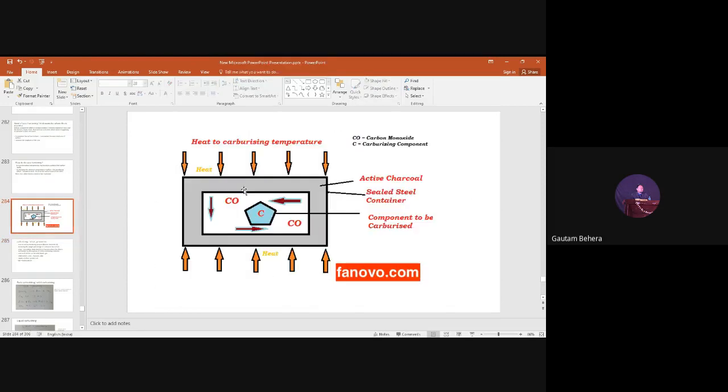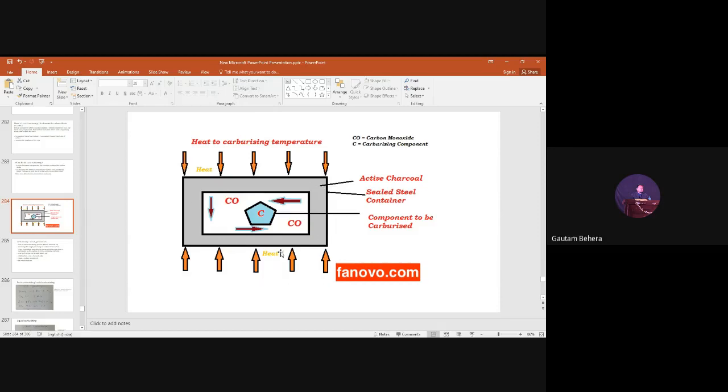So you can see the setup here. Suppose this surrounding is the furnace, for example. Let this white portion be your furnace, and this part is the heat resistant steel. Inside it we have a piece of steel, and we have the carbon atmosphere here. This is the steel piece, and this is the sealed part, that means heat resistant steel.